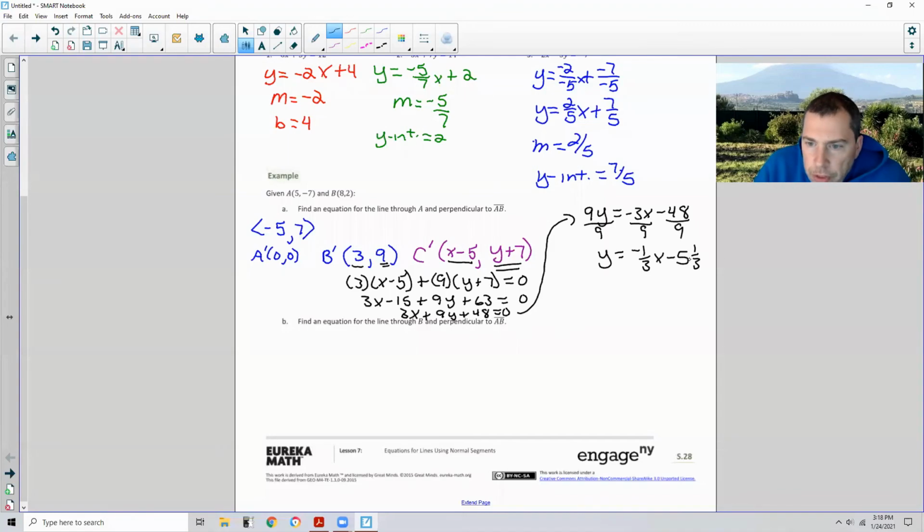Okay, and if you just wanted to leave this as improper, then it would be y equals negative 1/3 x minus 16/3. So this would be with a b that is improper. Okay, so there's the equation of a line through A perpendicular to AB.